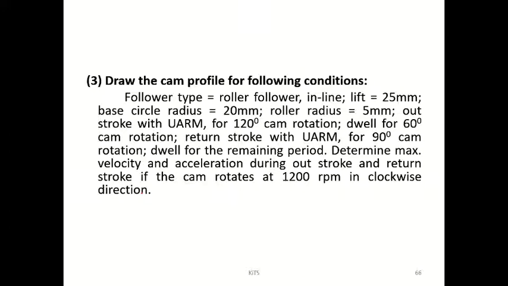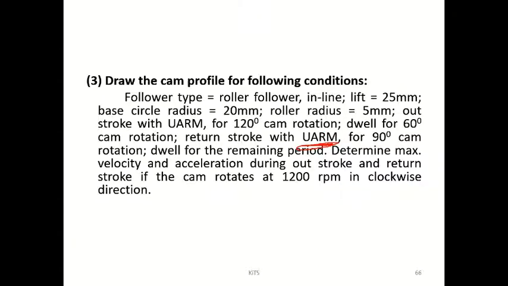For the past few classes, we have been looking at cam and follower. Particularly in the past two classes, we have solved cam profiles. We have drawn cam profiles for uniform motion and then simple harmonic motion (SHM). In this class, we are going to draw the cam profile for uniformly accelerated and retarded motion, or UARM. Sometimes they call it uniformly accelerated and decelerated motion.